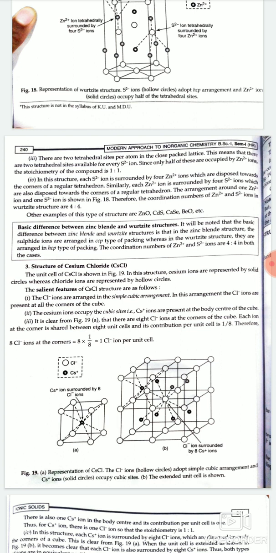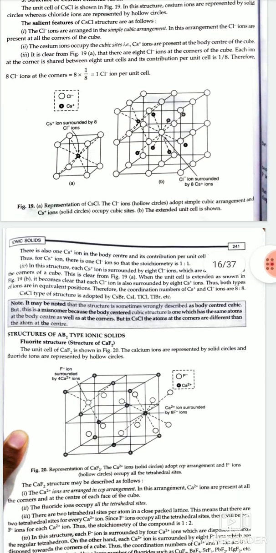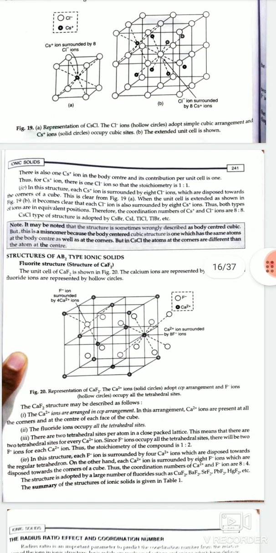Thirdly, it is clear from the figure that there are 8 chloride ions at the corners of the cube. Each ion at the corner is shared between 8 unit cells and its contribution per unit cell is 1/8. Therefore, 8 chloride ions at the corners is equal to 8 multiplied by 1/8, that is 1 chloride ion per unit cell. There is also one cesium ion in the body center and its contribution per unit cell is 1. Thus, for one Cs+ ion, there is one chloride ion, so that the stoichiometry is 1:1.